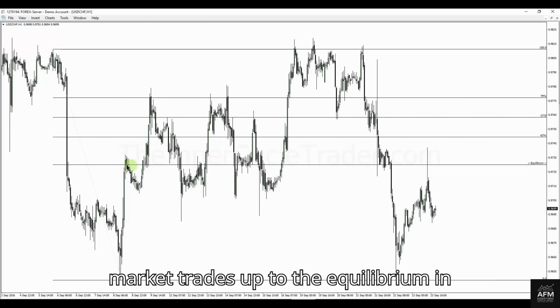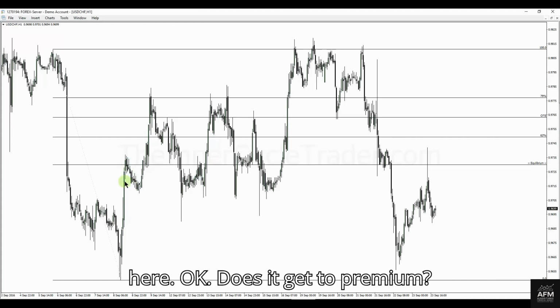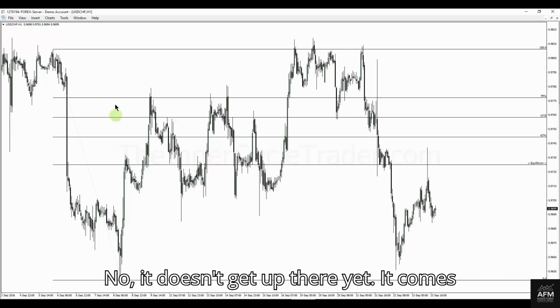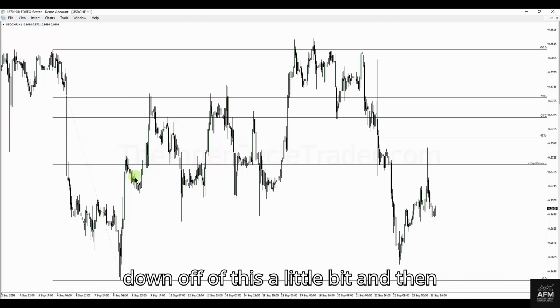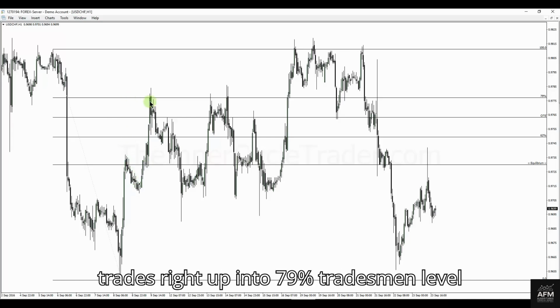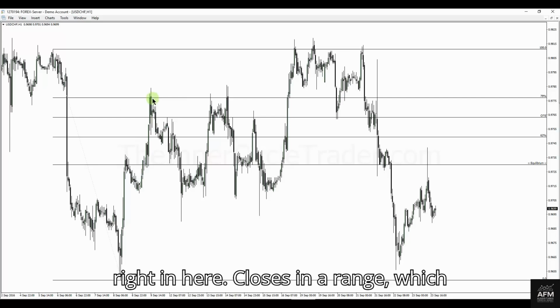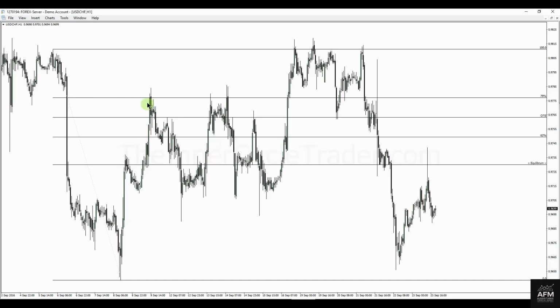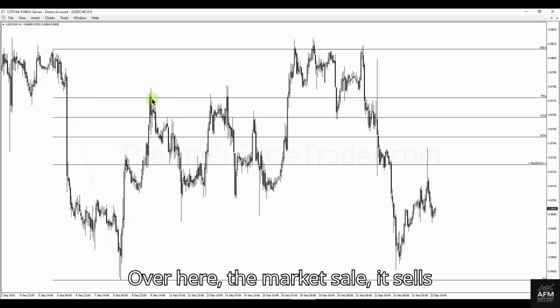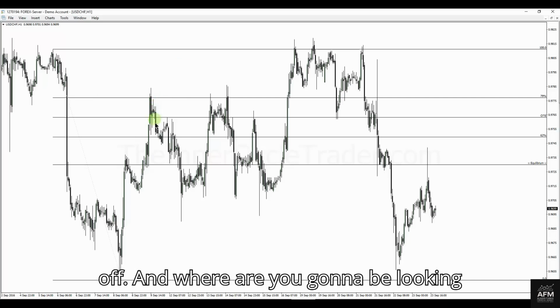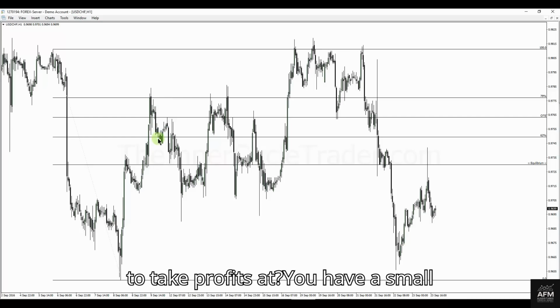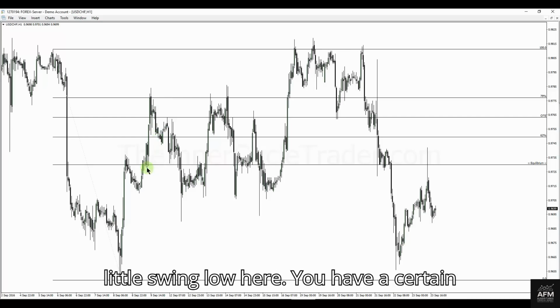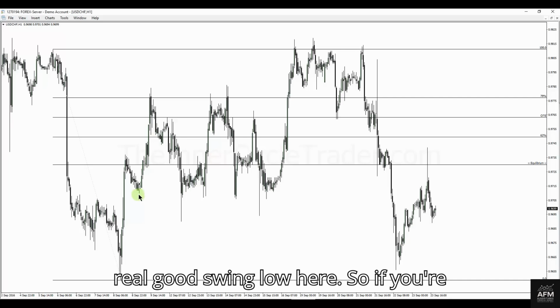Market trades up to the equilibrium in here, okay? Does it get to premium? No, it doesn't get up there yet. It comes down off of this a little bit and then trades right up into the 79% retracement level, right in here. Closes in a range, which we'll talk about in the next teaching. Over here, the market sells off, and where are you going to be looking to take profits? You have a small little swing low here. You have a real good swing low here.